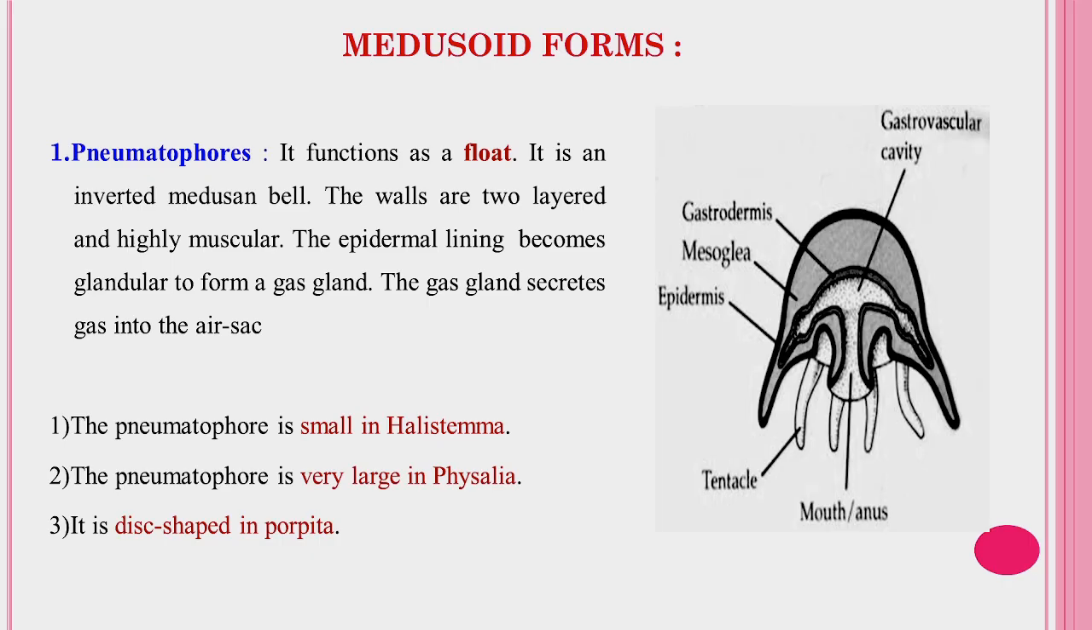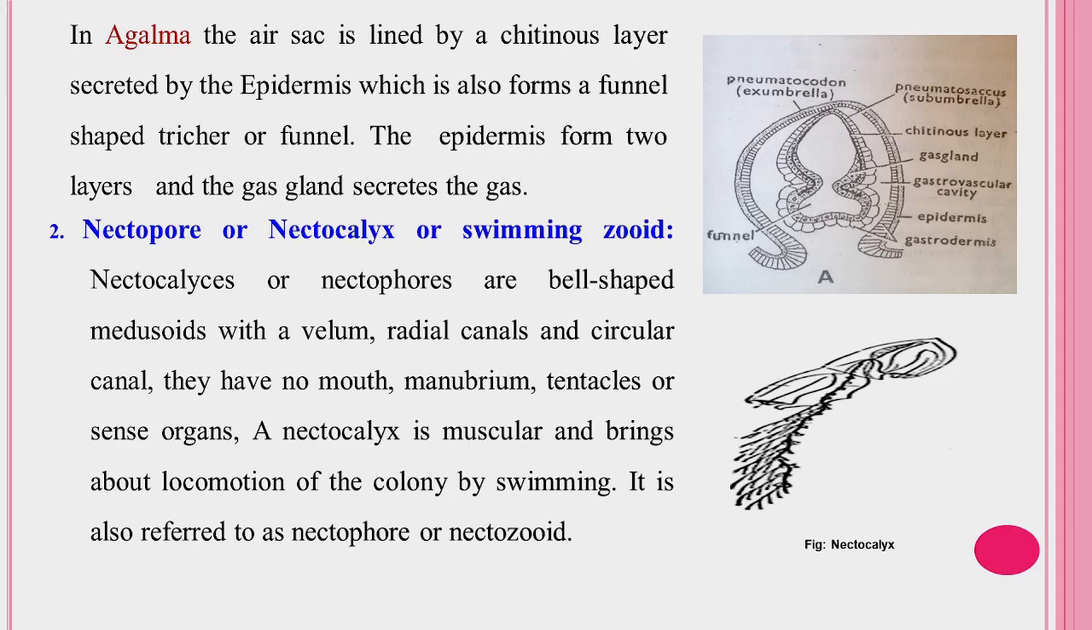The pneumatophore is very small in Halistemma, whereas a very large pneumatophore is present in Physalia, whereas in Porpita, the pneumatophore is disc shaped. In Agalma, the air sac is lined by a chitinous layer secreted by the epidermis, which also forms a funnel-shaped trachea or funnel. The epidermis forms two layers, and the gas gland secretes the gas. So, because of the gas gland and gas, this animal is able to move under water.